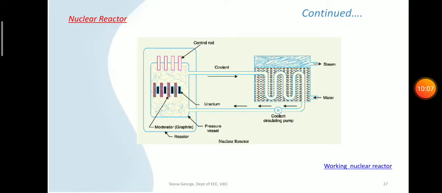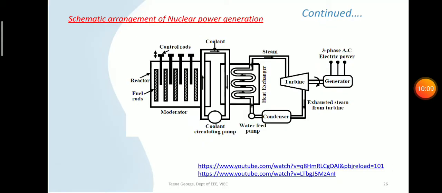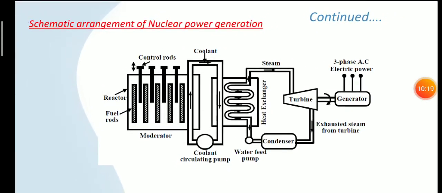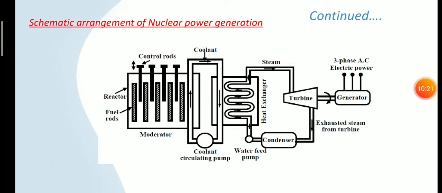This is the schematic arrangement of a nuclear reactor, nuclear power generation system. It is similar to that of a thermal power system. Here also a steam turbine is used which is coupled to the generator and produces electricity. Here the steam is produced from the heat produced from the nuclear reaction. The main parts are the nuclear reactor, a heat exchanger, the steam turbine and the generator.